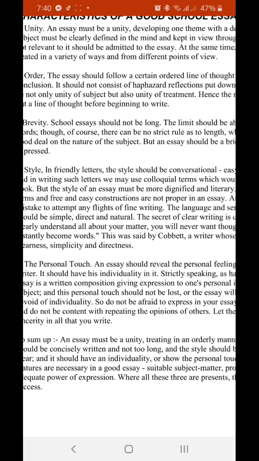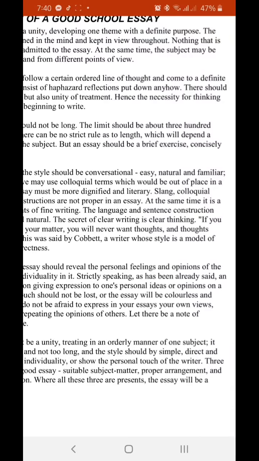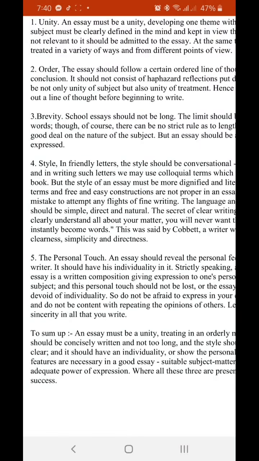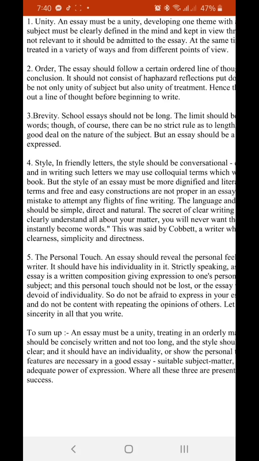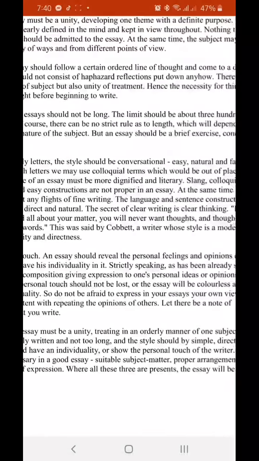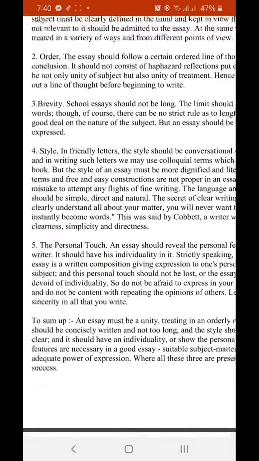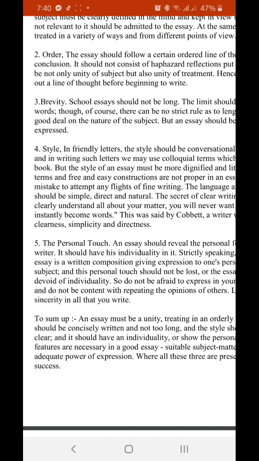It should not consist of haphazard reflections put down anyhow. There should be not only unity of subject but also unity of treatment. Hence, the necessity for thinking out a line of thought before beginning to write.